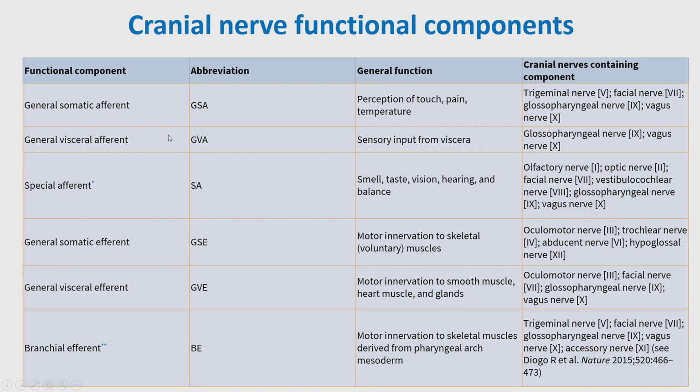General visceral. Then we have the special afferent. The special afferents are responsible for smell, olfactory; taste, cranial nerves number 7, 9, 10; vision, optic nerve; hearing, cochlear nerve; and balance, vestibular nerve.